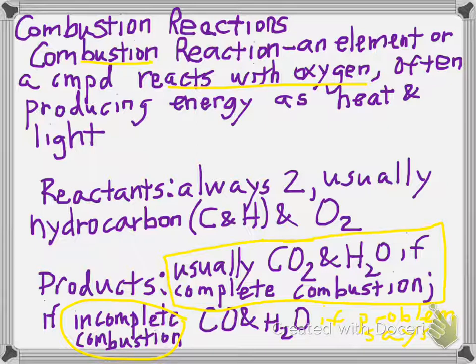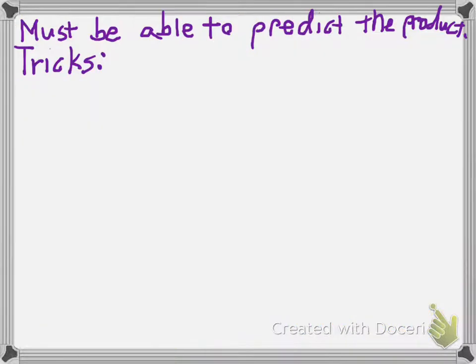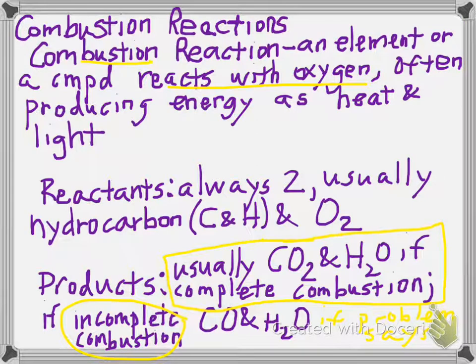Okay, so for a combustion reaction, we're always going to have two reactants, a hydrocarbon typically and oxygen. We're always going to have two products, carbon dioxide and water. Usually, if it happens to be incomplete combustion, it would be carbon monoxide and water. For combustion reactions, you must be able to predict the products because they're pretty easy. Predicting the products of a combustion reaction, it's going to be carbon dioxide and water.